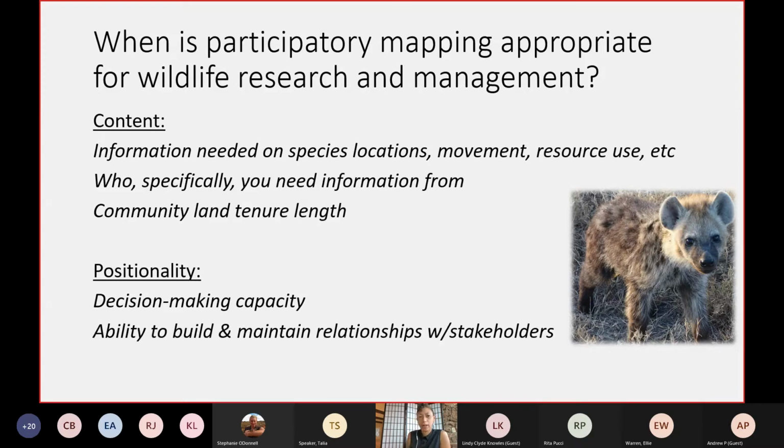You also need to be thinking about what is your ability to build and maintain relationships with stakeholders. Are you working with people in your own community that you already know? Are you going into a community where you have to build those relationships from scratch? Do you have the time and the funding to really build and maintain that trust with people? What are the drawbacks to the types of time commitments that you have? Participatory mapping and any participatory research really involves building relationships.